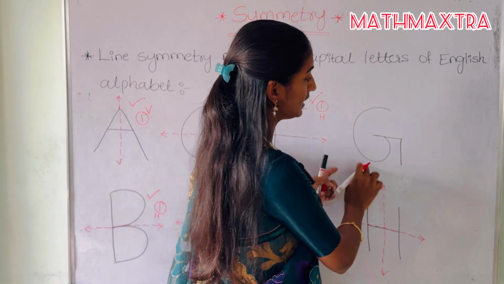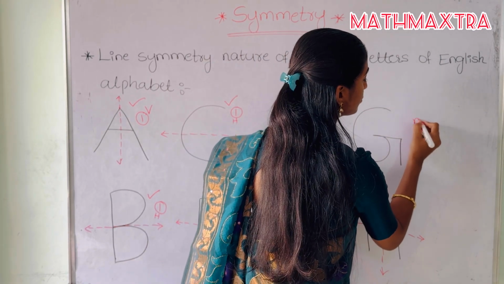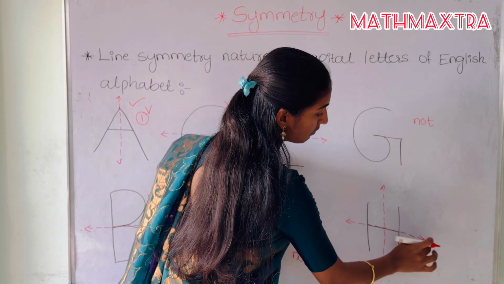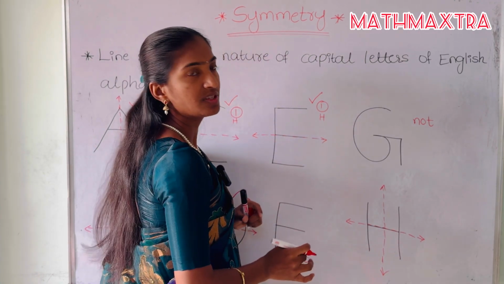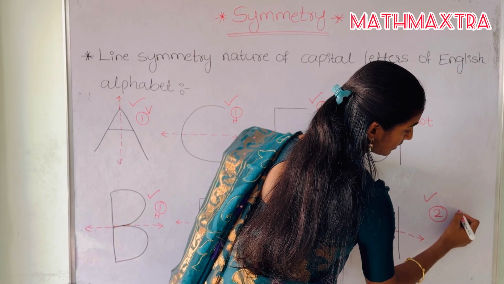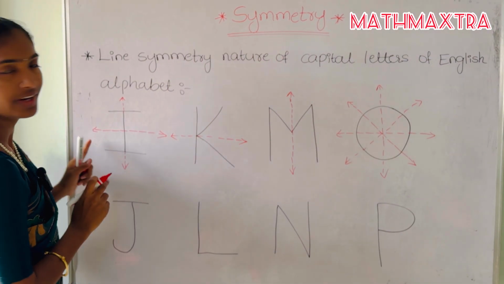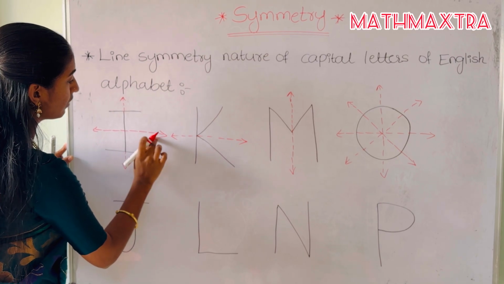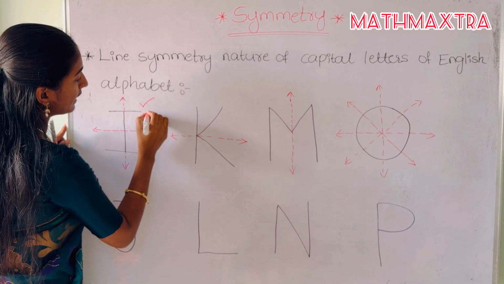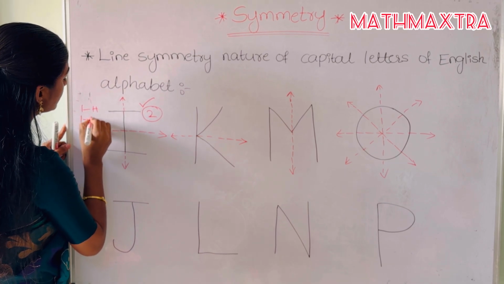And if you see the G, for this also I can't draw a symmetrical axis. That is why it is also not symmetric. And for H, see, this is one line of symmetry, this is another line of symmetry. So it is symmetric. It has two lines of symmetry, one vertical and one horizontal. For I, this is one line of symmetry and this is another line of symmetry. So it is symmetric and it has two lines of symmetry, one horizontal, one vertical.